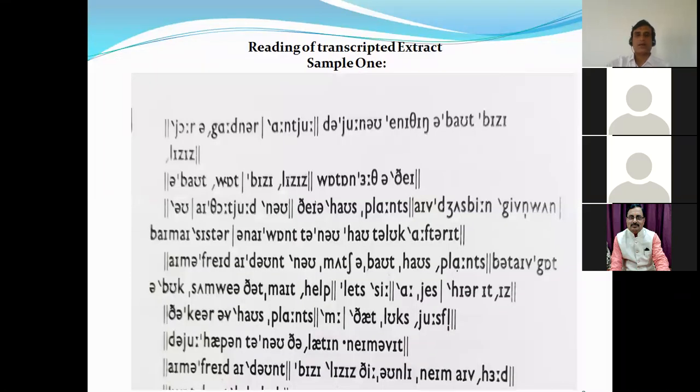Here is an extract in transcribed English. I read it just for practice. It is given in J.D. O'Connor's book of Phonetics and Phonology.